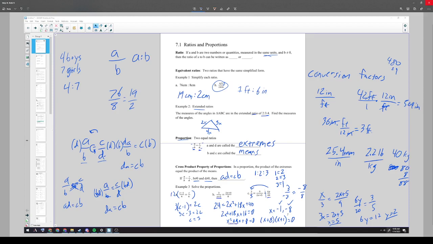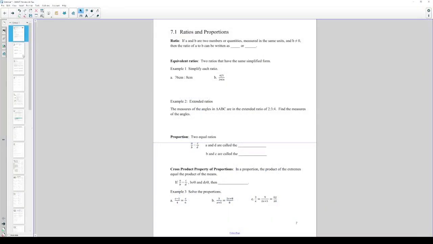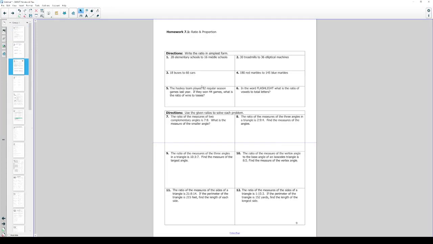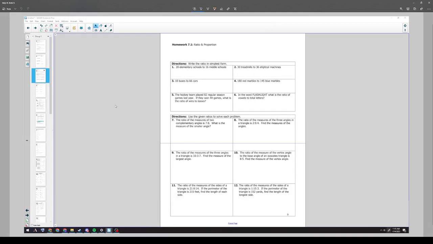All right, so that takes care of all those notes. There are more example problems here and then a homework page here. So I'll go over a couple on the homework page to finish up the video, and then you can do the rest on your own. Okay, so write the ratio in simplest form.